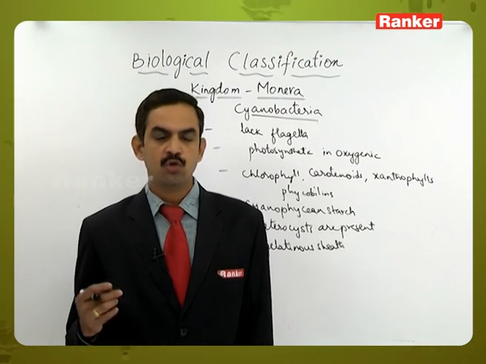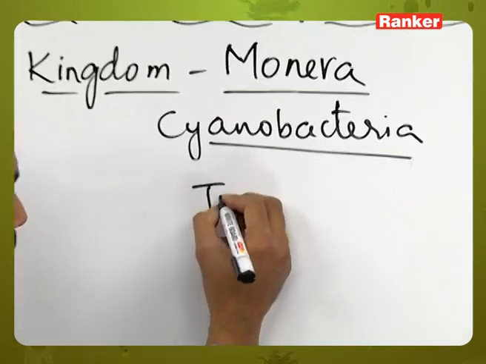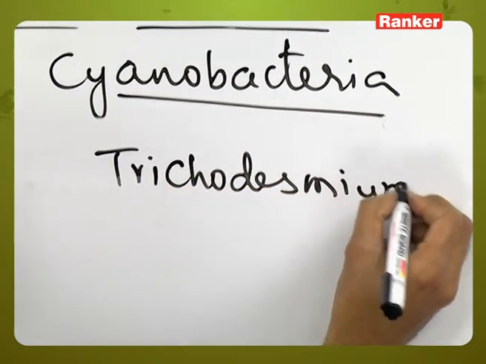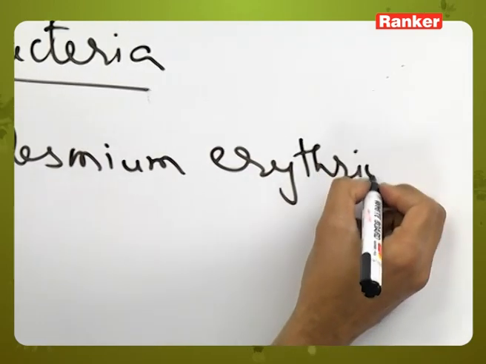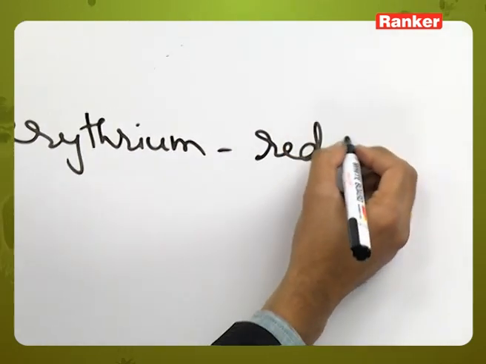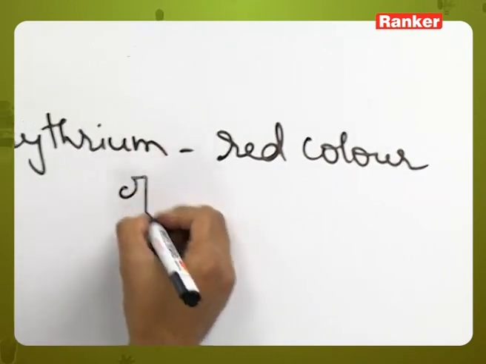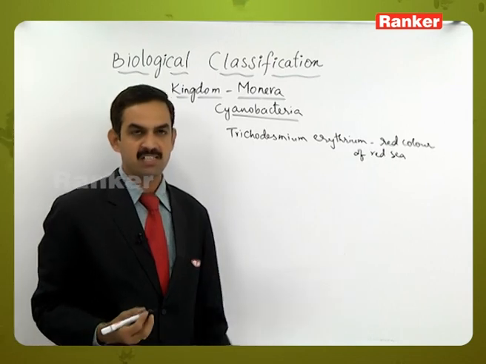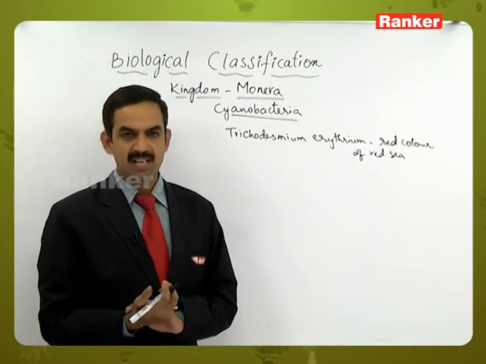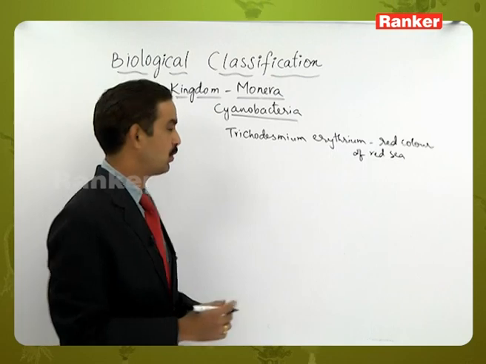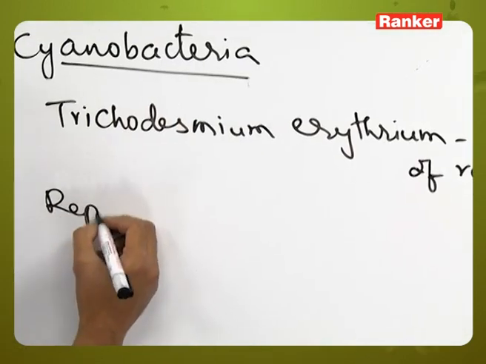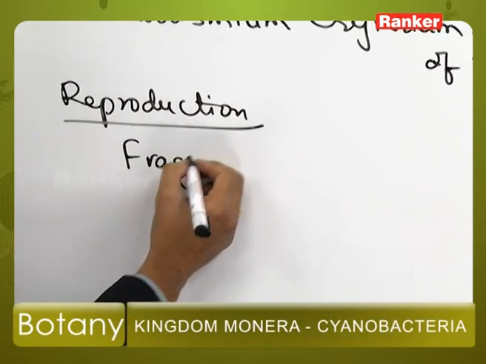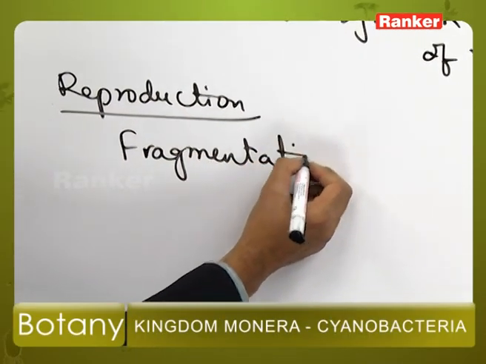There is a cyanobacterium called Trichodesmium erythraeum. This Trichodesmium erythraeum is responsible for the red color of the Red Sea. The red color of the Red Sea is because of the pigment which is showing dominance when compared to the chlorophyll A molecule. And apart from this, the type of reproduction done by this cyanobacteria is a process called fragmentation.